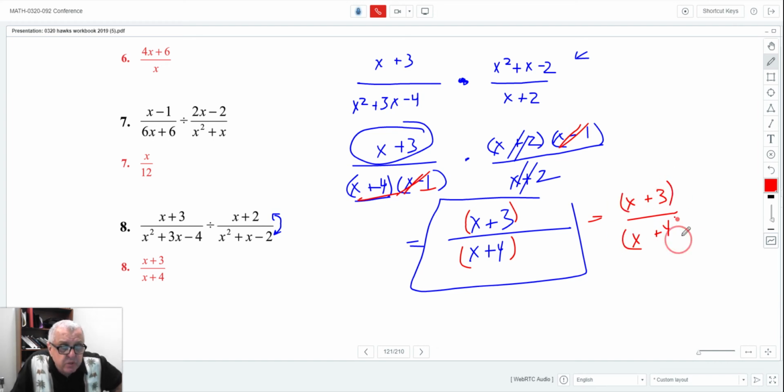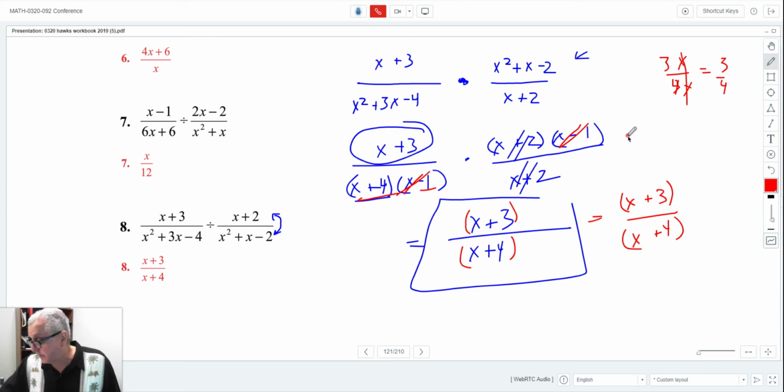If you wanted to, you can only cancel the entire group at a time. You can't cancel the x's individually. You can only cancel x's individually if they're not being added or subtracted. If I had 3x divided by 4x, there's no add or subtracts between these, and the x's just cancel. You can only do that when it's multiplying. If there's an add or subtract on the x, you have to put it as a group, and the whole thing has to cancel at once or nothing at all.